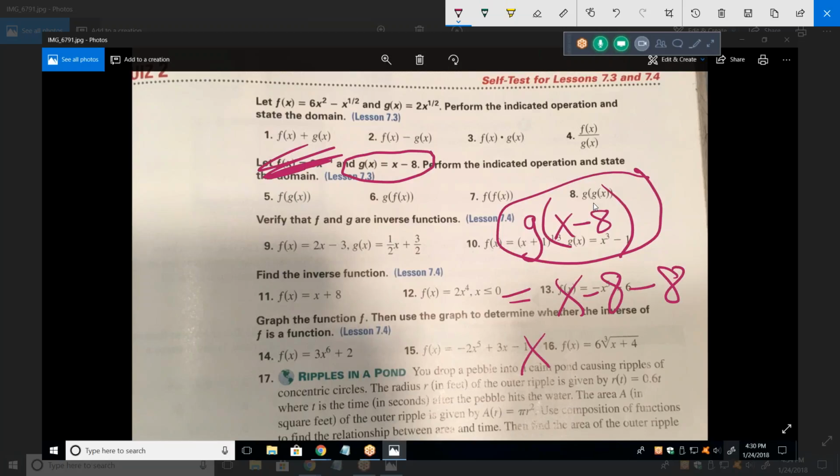What's x minus 8 minus 8? You have to simplify these. Would it just be x? No. What's minus 8 minus 8? 0. No. Oh, wait. Negative 16. Okay.